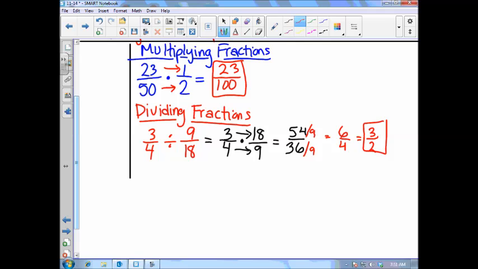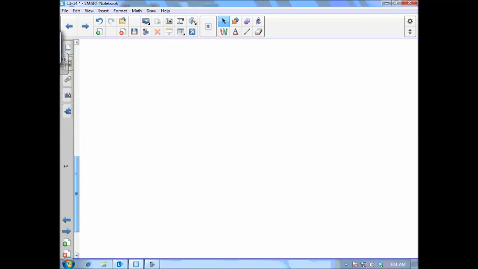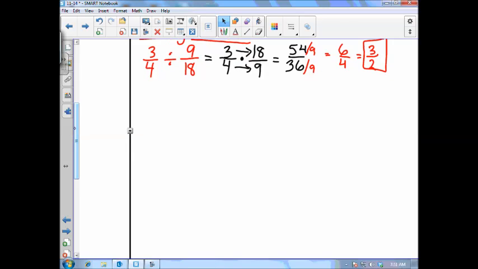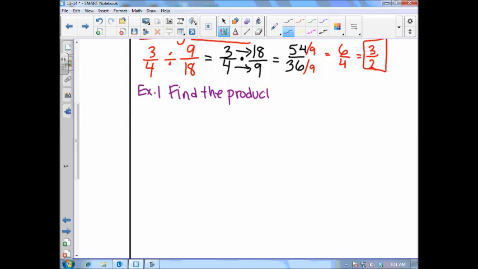Does anyone have questions on multiplying or dividing fractions? Okay, now we're going to actually do that with our polynomials. So, first example. Example 1, we're going to find the product and state excluded values, like we did on our last lesson.